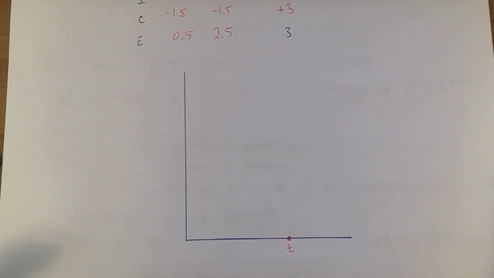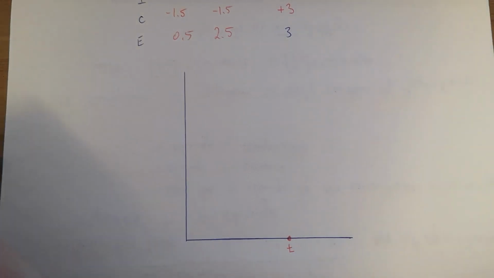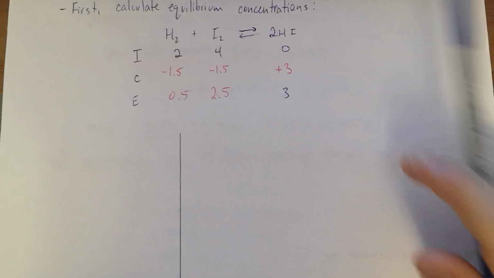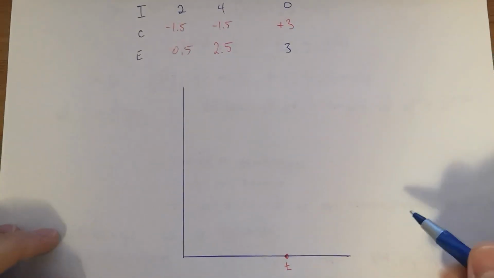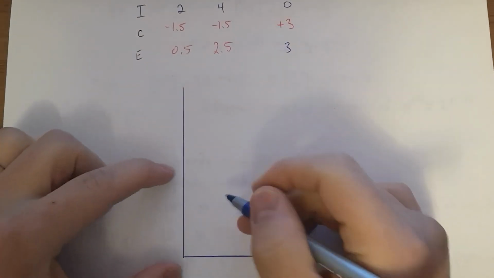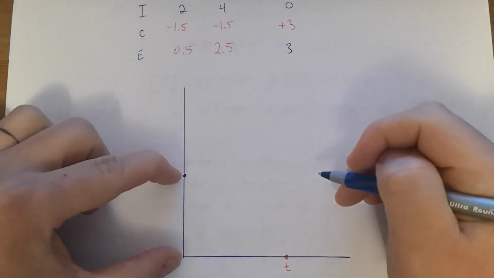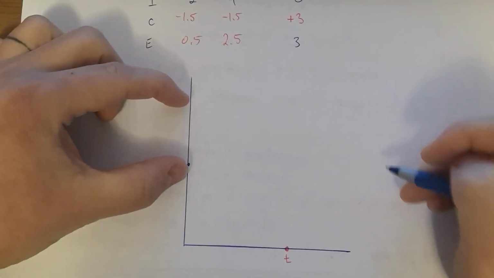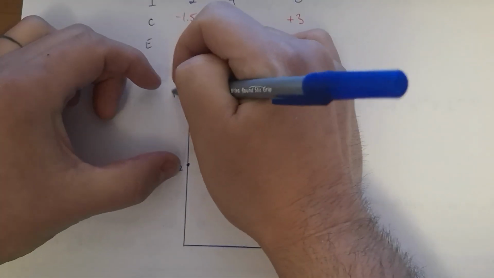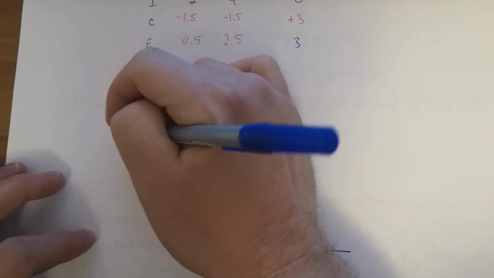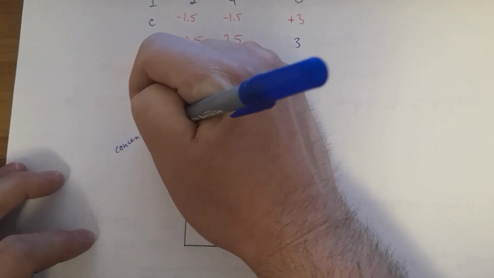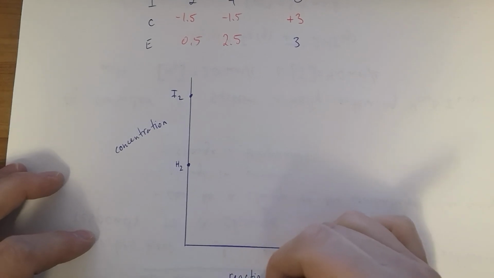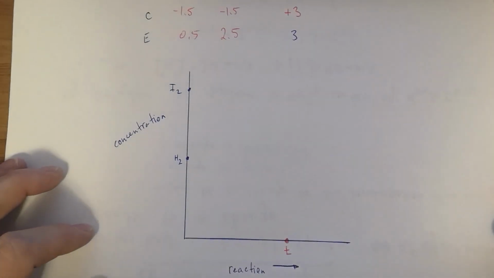All right, so I've got a couple of different colors. I'm going to use blue for the reactants, and then I'll use red for hydrogen iodide. So hydrogen starts at a concentration of 2 moles per liter. I'm going to put that here. Okay, so this is going to be H2. Right, double that will give me I2. Okay, so this is the concentration on this axis. Okay, I'll label everything in the reaction coordinate down here, which is a stand-in for time.